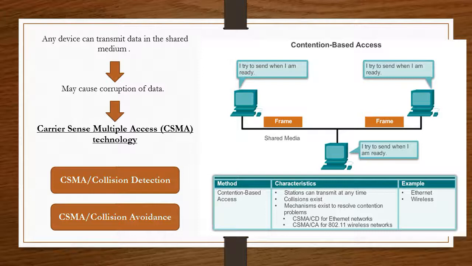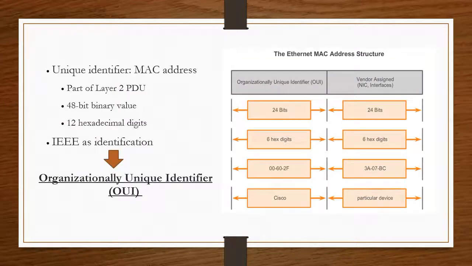Collision detection monitors the media for the presence of a data signal. If there is no signal, it transmits data. If there is a signal, all devices stop transmitting and try later. In collision avoidance, the device examines the media for the presence of a data signal. If the media is free, the device sends a notification across the media of its intent to use it, and then it sends data.